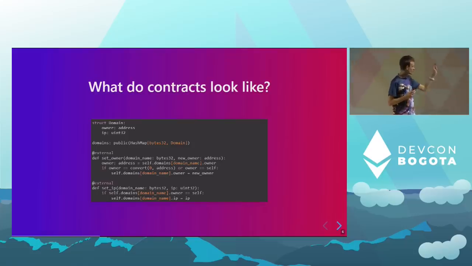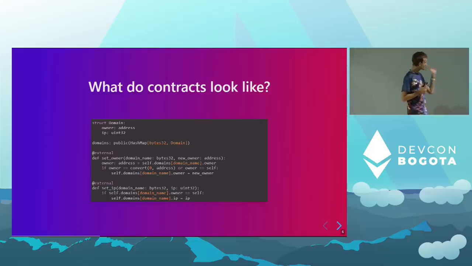Then we have two functions. The first function is setOwner. If you are the owner, you can transfer ownership to a new owner. Or if the domain is not yet claimed, you can call this function, set it to yourself or to some owner, and become the owner. If you have any programming experience, you should be able to just read the code and understand what's going on. You look at what the owner of the particular domain is, and if that owner is zero or if that owner is you, then you can set the owner to whatever you want. The other function is, if you are the owner, you can set the IP.